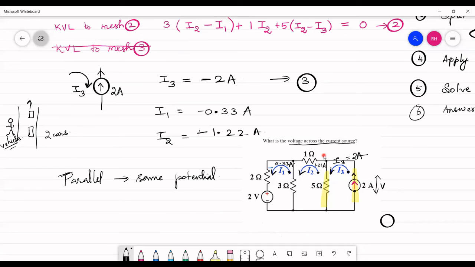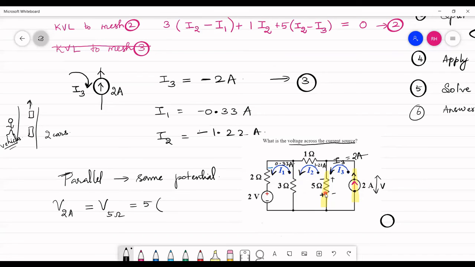As we could see that these two elements are in parallel, we could say that the voltage across the 2 ampere current source is equal to the voltage across the 5 ohm resistor. And hence, what is the voltage across the 5 ohm resistor? It is going to be 5 into... here you have two values of current. So this current is entering this point, so it is going to be plus here and minus here.